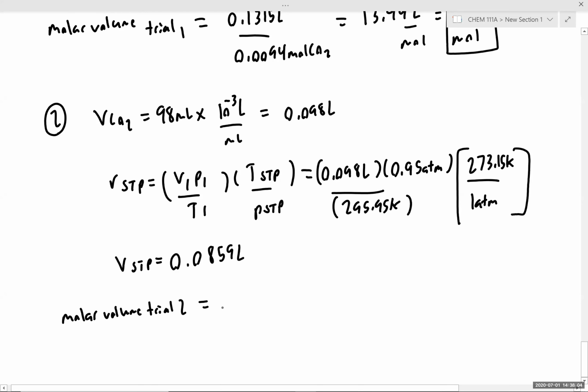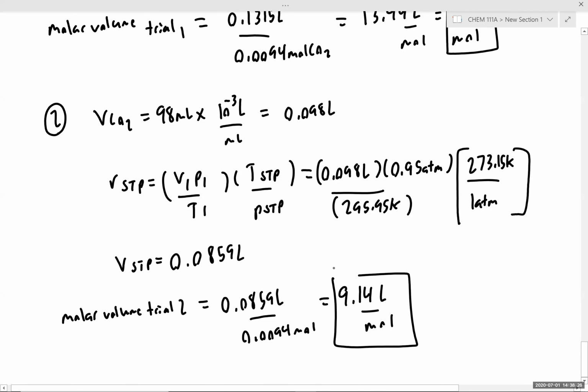So to calculate the molar volume for trial 2, that in turn gives us 0.0859 liters over 0.0094 moles, which gives us a molar volume of 9.14 liter per mole for trial 2 of our sodium carbonate run.